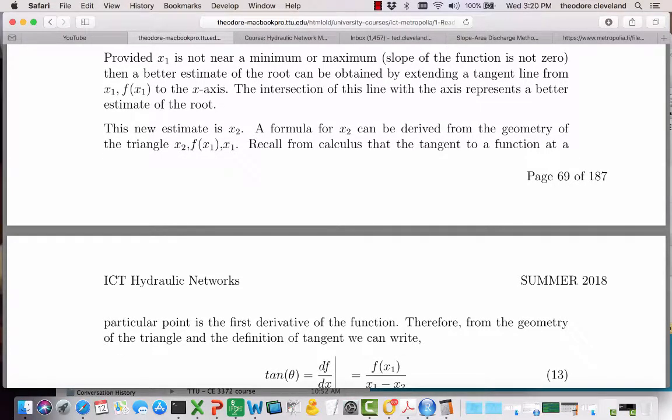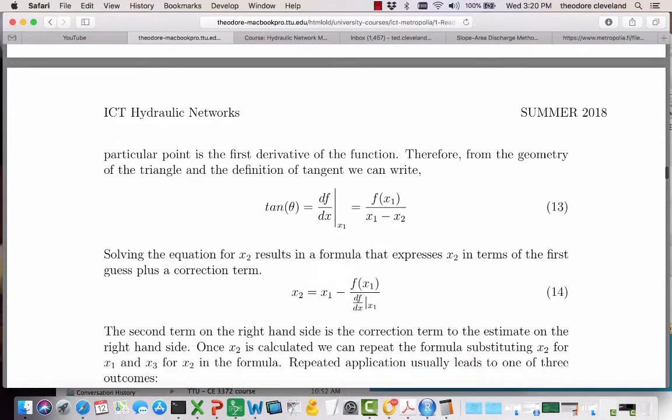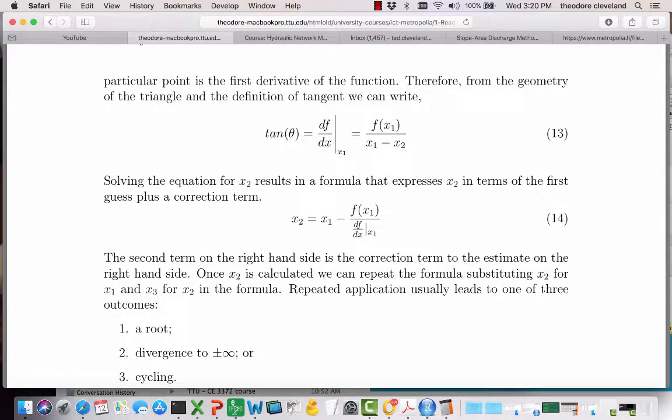So the formula for x2 can be derived from the geometry of that triangle, x2, f of x1, and x1. From the geometry of the triangle, in the definition of a tangent, we have the tangent of that angle is df dx evaluated at x1, which is equal to f at x1 divided by x1 minus x2. We'll solve that equation for x2, and we come up with a formula that expresses x2 in terms of the first guess plus a correction term. So x2 is equal to x1 minus f of x1 divided by df dx evaluated at x1.